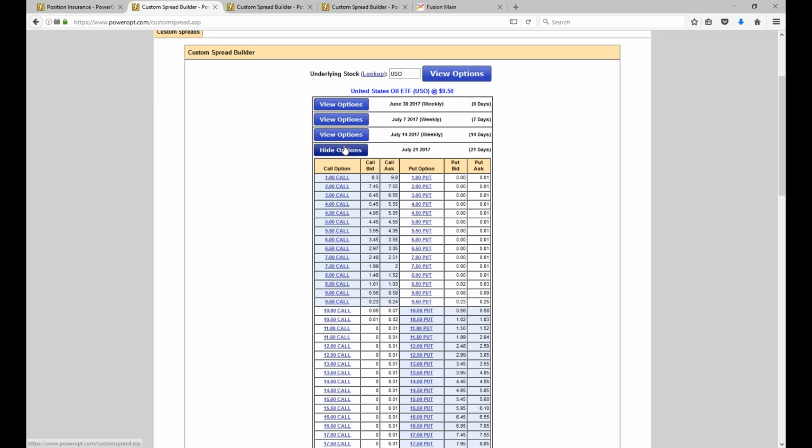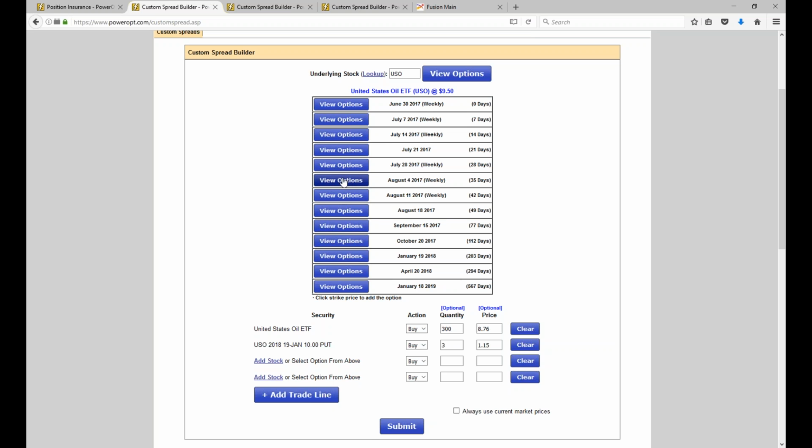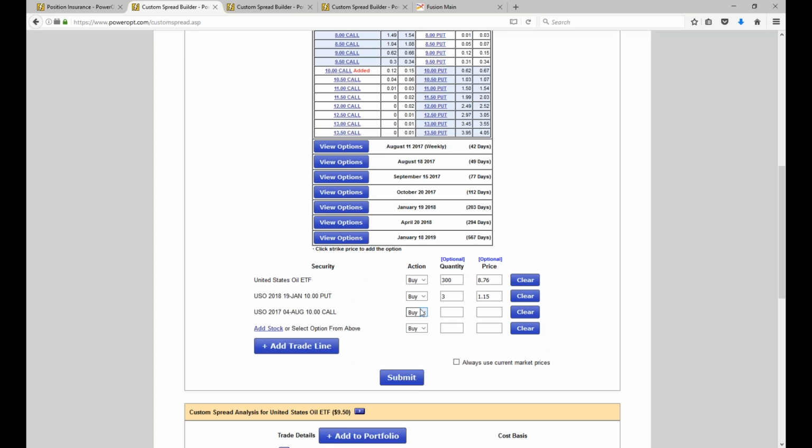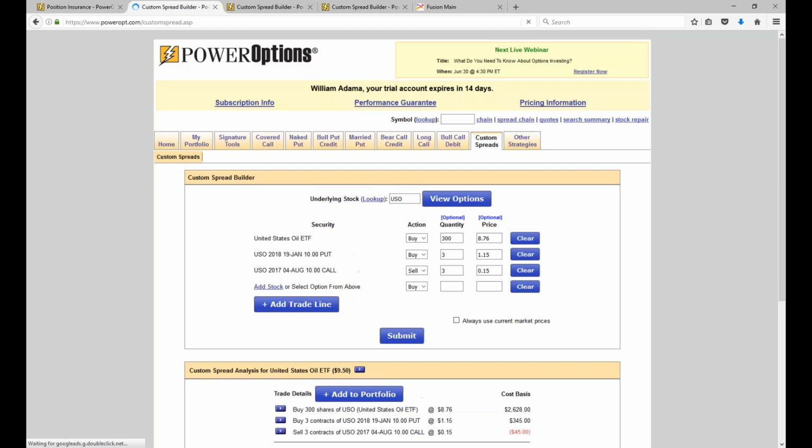But yeah, let's go further out. I'm just going to go to August 4th, and so we could sell the 10 call. I know it's only 12 or 15 cents. It's part of the problem here. Let's go ahead and sell 3 at 15 cents, okay?